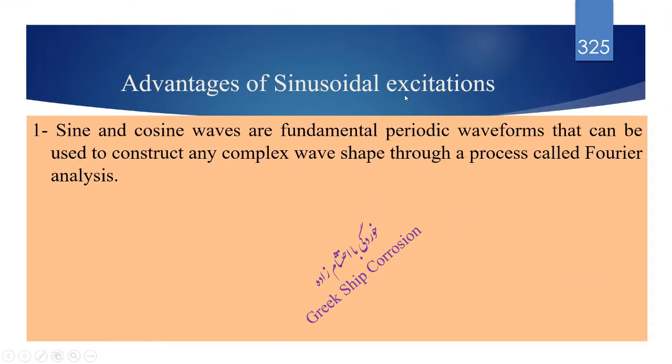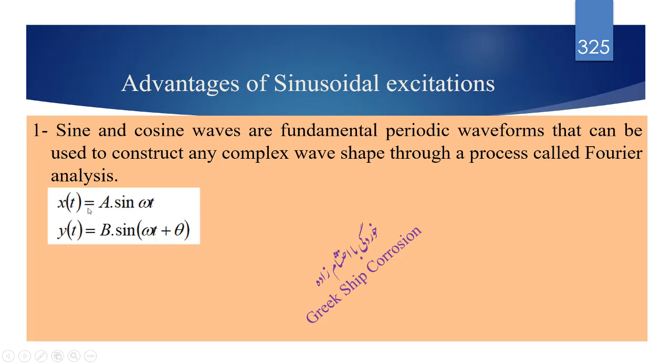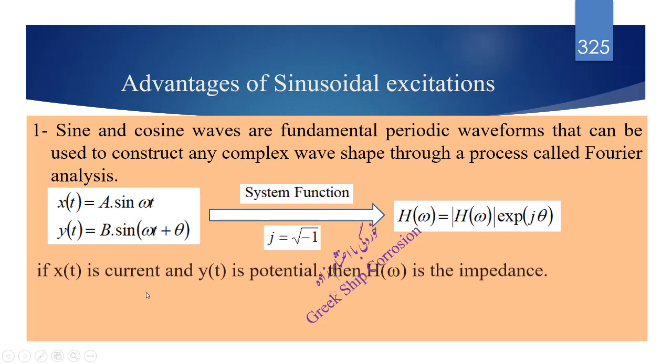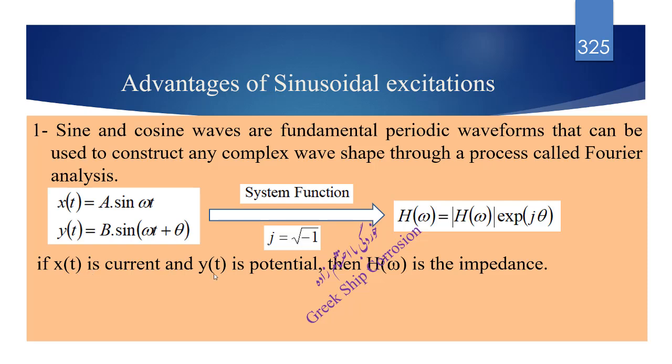Advantages of sinusoidal excitations. 1. Sine and cosine waves are fundamental periodic waveforms that can be used to construct any complex wave shape through a process called Fourier analysis. X(t) equals A times sine omega t, Y(t) equals B times sine (omega t plus theta). System function: if j equals the square root of minus 1, H(omega) equals the absolute value of H(omega) times exponential of j theta.